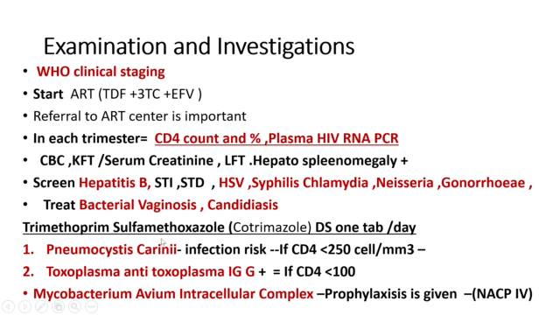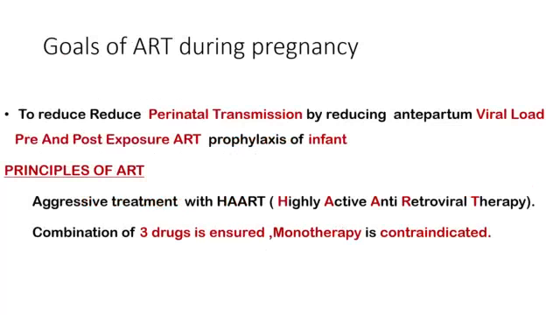Trimethoprim-sulfamethoxazole or cotrimoxazole double strength tablet, 1 tablet per day, is required if the patient is at risk of Pneumocystis jirovecii infection with CD4 count low, less than 250 cells. If the CD4 count is less than 100, then she is at risk of getting toxoplasma; anti-toxoplasma IgG titer will be positive in these cases. There, cotrimoxazole prophylaxis is important. Then Mycobacterium avium intracellulare complex. In these cases, prophylaxis is given for these infections.